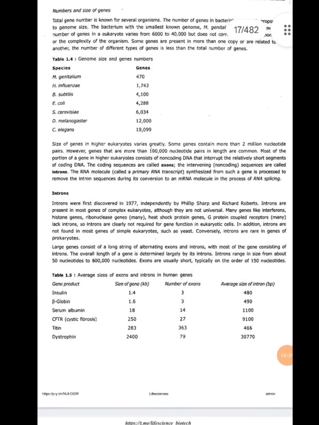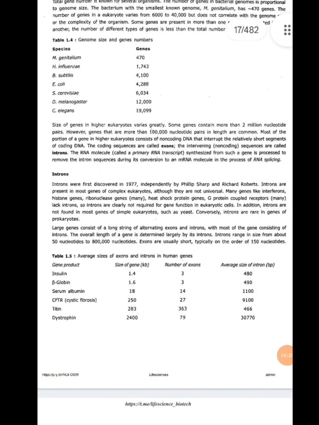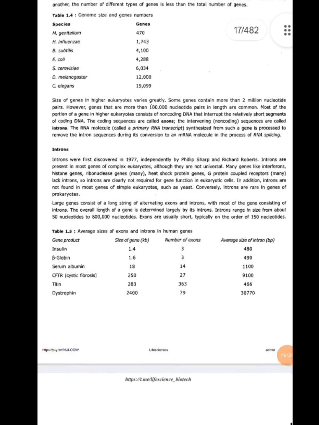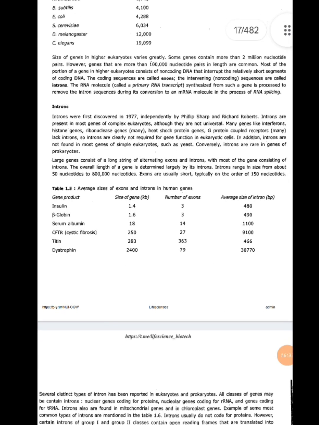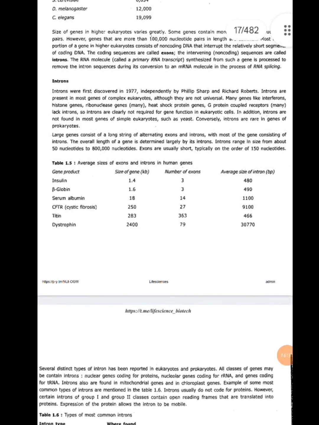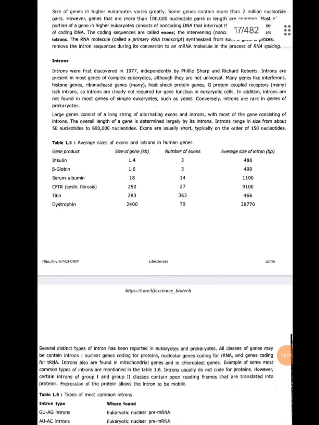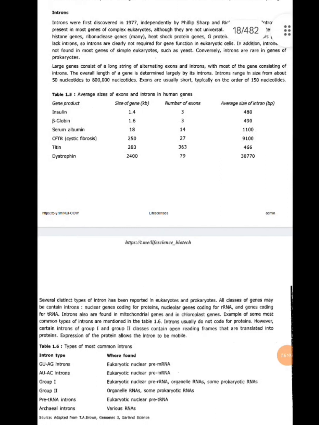So M. genitalium has the least, 470; H. influenzae 1743 genes; B. subtilis 4100; E. coli 4288; S. cerevisiae yeast 6034; Drosophila 12,000; C. elegans 19,000. So it varies greatly, and there are genes which contain more than 2 million nucleotide pairs. Genes around 1 lakh nucleotide pairs in length are common.